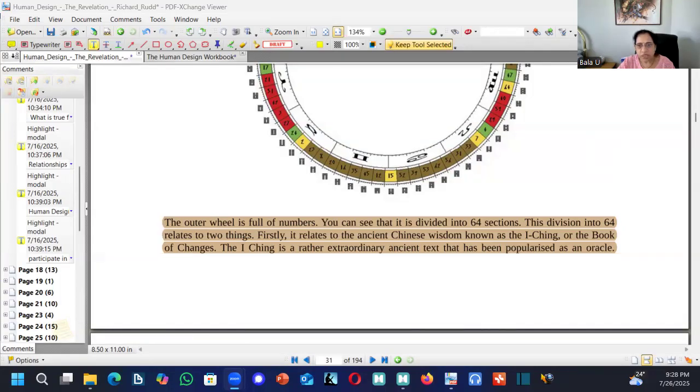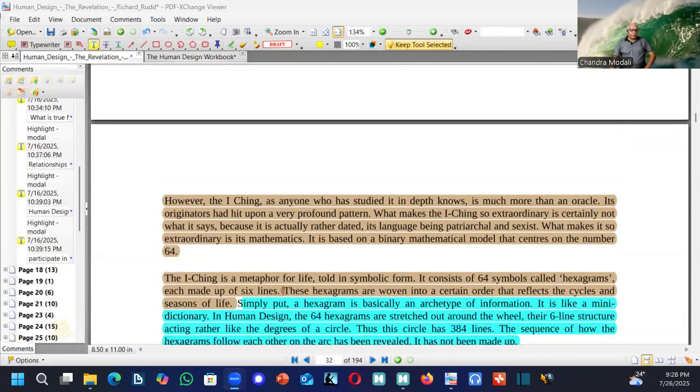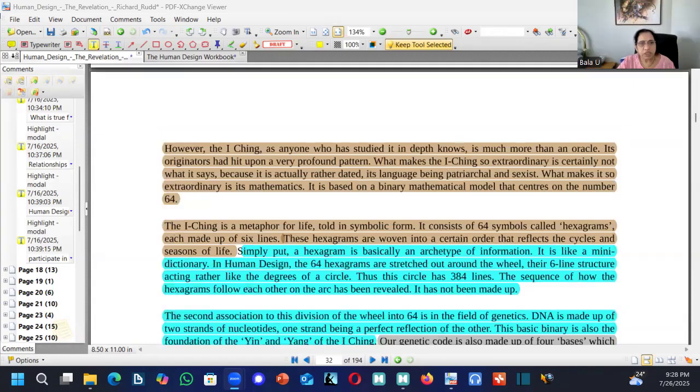Firstly, it relates to the ancient Chinese wisdom known as the I Ching or the Book of Changes. The I Ching is a rather extraordinary ancient text that has been popularized as an oracle. However, the I Ching, as anyone who has studied it in depth knows, is much more than an oracle. Its originators had hit upon a very profound pattern. What makes the I Ching so extraordinary is certainly not what it says, because it is actually rather dated, its language being patriarchal and sexist. What makes it so extraordinary is its mathematics. It is based on a binary mathematical model that centers on the number 64.